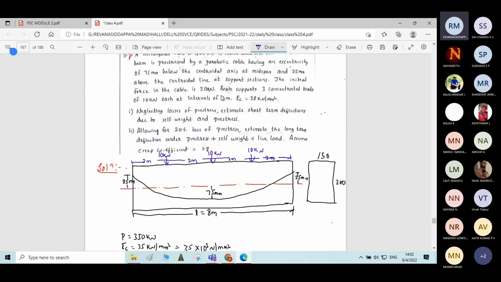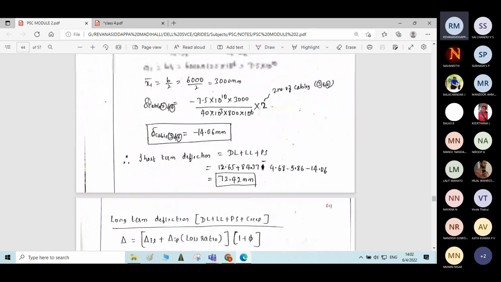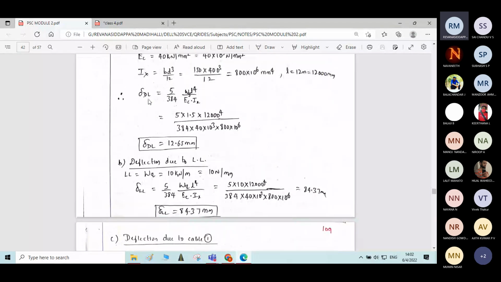Now to find deflection due to live load, how is the live load given? It is 3-point loading, and 10 kilonewton is the magnitude of the force. If I go through the theory part of this particular model, we don't have the formula for this kind of loading. Correct? Deflection due to live load.